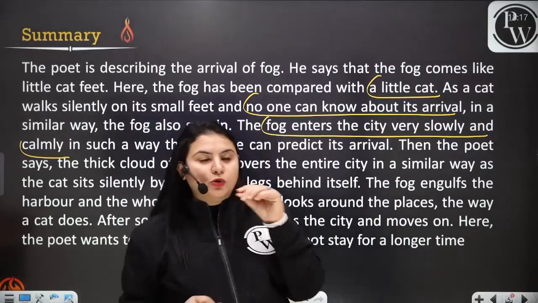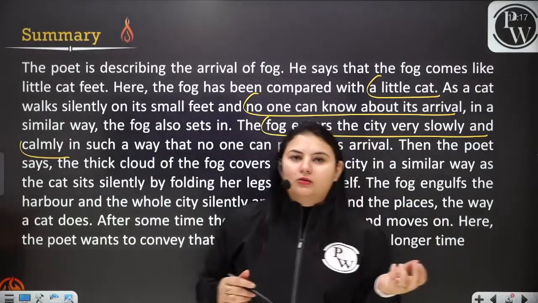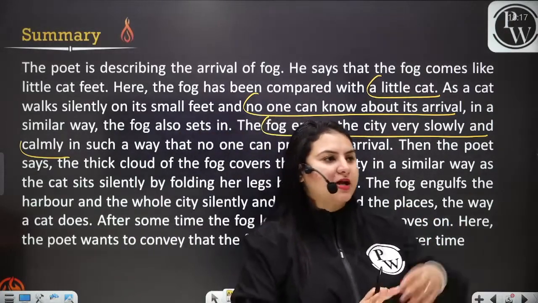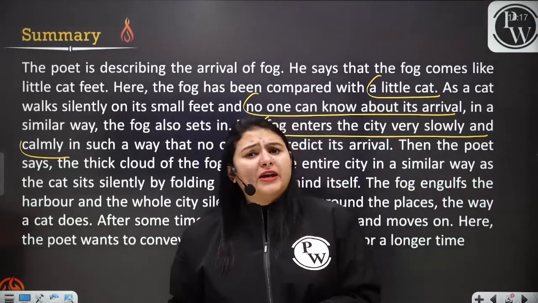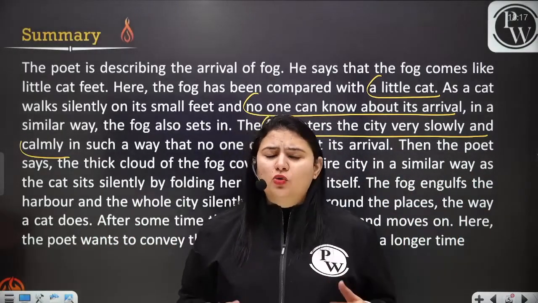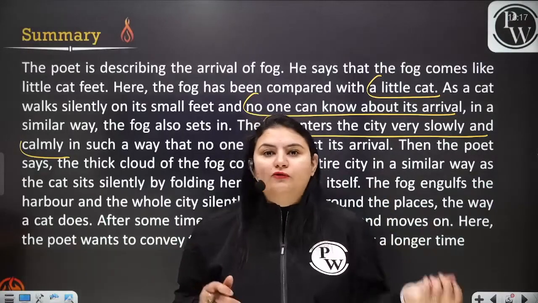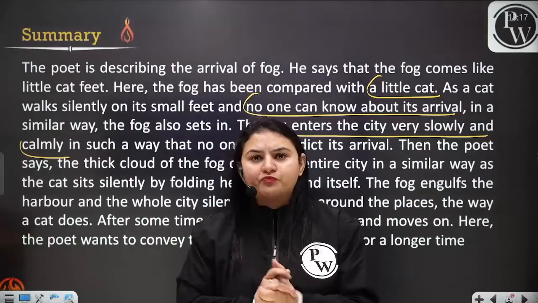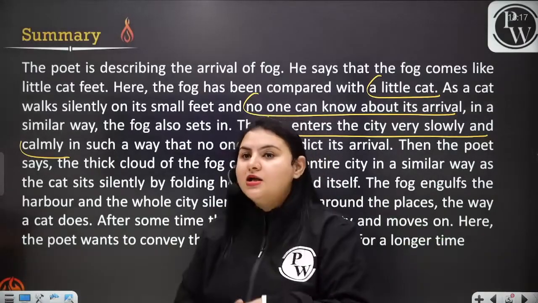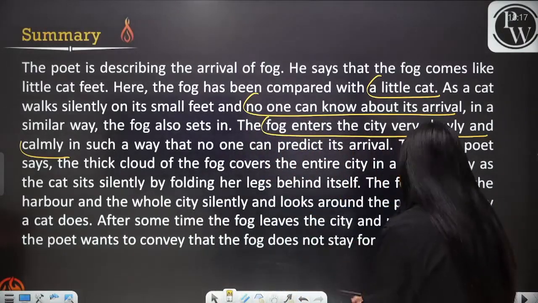For example, you can easily compare the fog, because nowadays it is winter time, and in winter you cannot predict when fog is going to come. It's winter time, and every day the fog is not appearing. It appears out of nowhere. You cannot predict its arrival. That is why it comes like a cat.